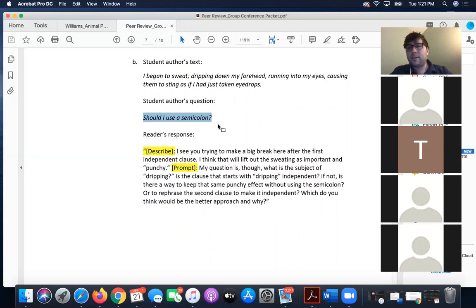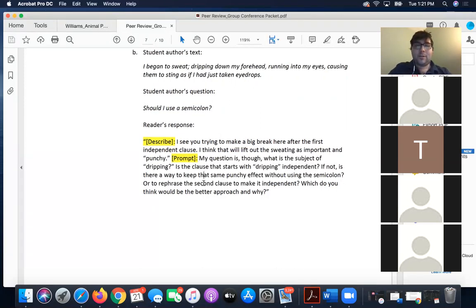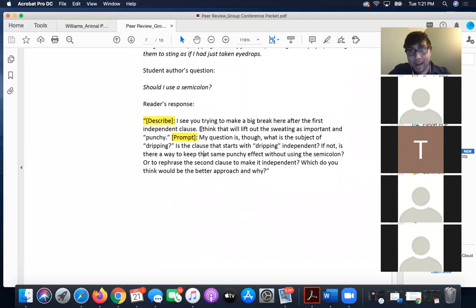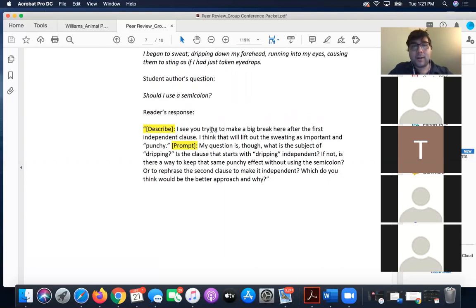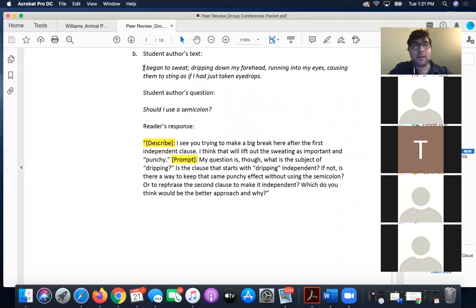So there, the student author is asking kind of an appropriative question. What should I do? Tell me what to do. And they're asking a question about grammar. So as a responder we want to avoid giving appropriative feedback, even though that's what the student author is asking for. So here's the approach another student had with responding to this using describe and prompt feedback. They said, I see you trying to make a big break here after the first independent clause.